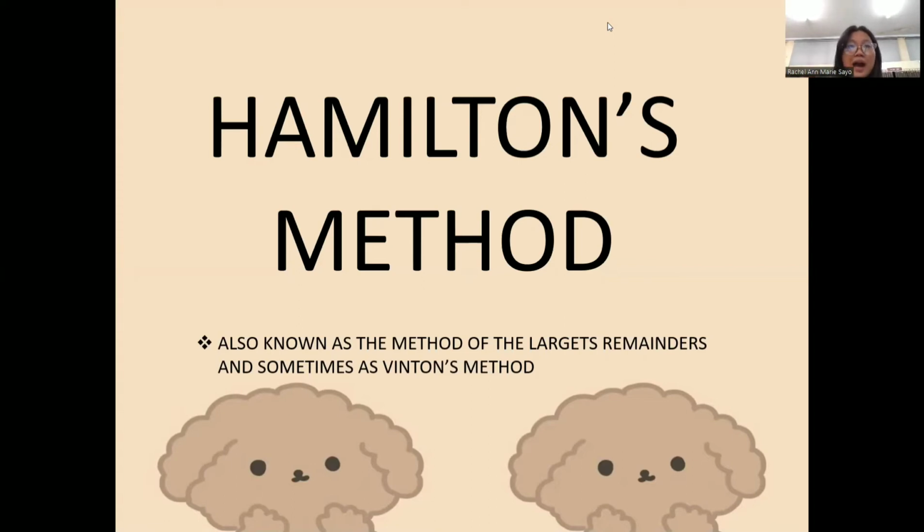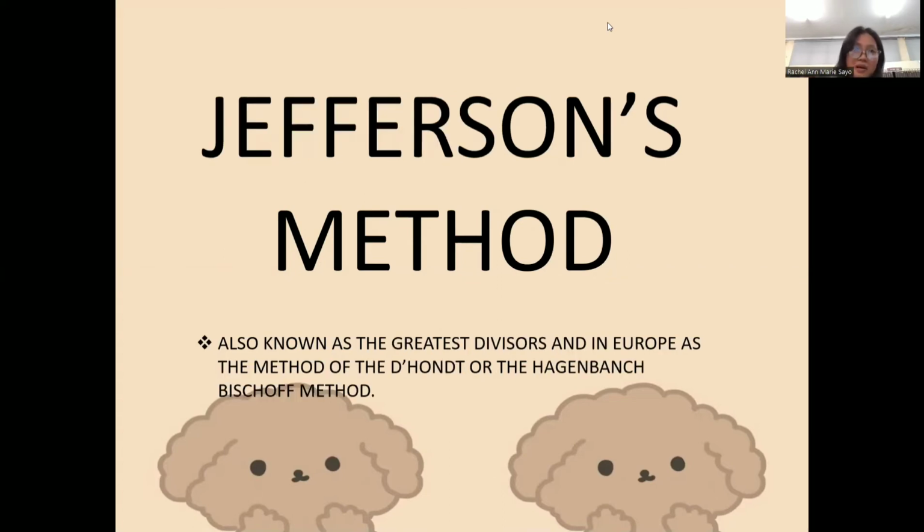Next one here we have Jefferson's method, also known as the greatest divisors method, and in Europe as the method of d'Hondt or the Hagenbach-Bischoff method, if I'm not mistaken. So Jefferson's method avoids the problem of an apportionment resulting in a surplus or a deficit of house seats, and will result in the correct number of seats being apportioned. So that is Jefferson's method.